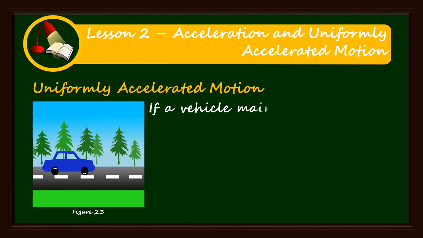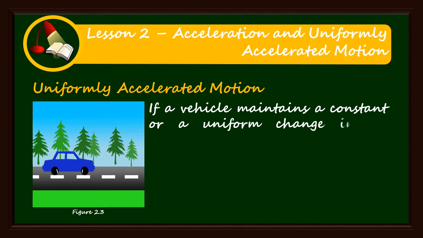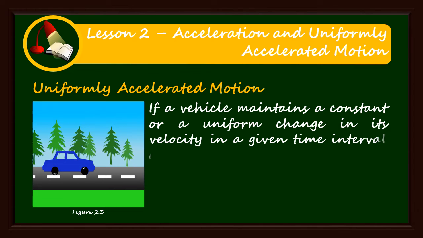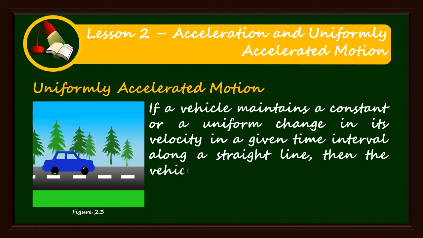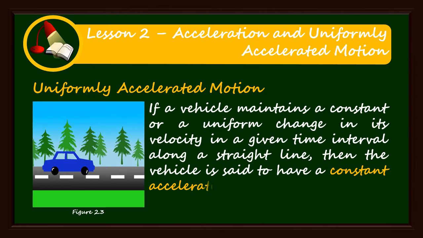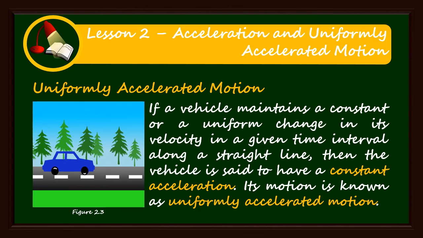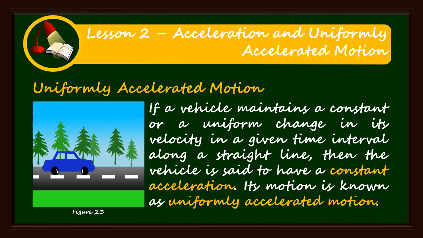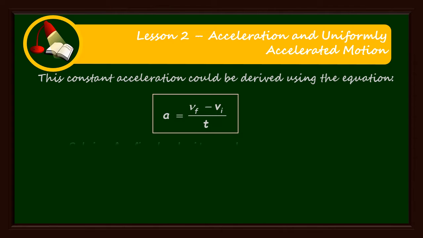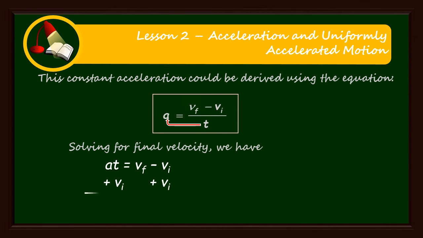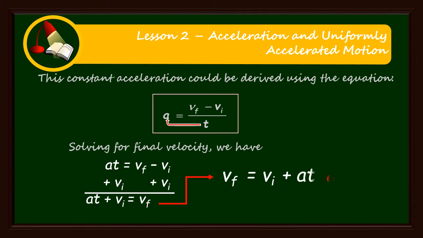If a vehicle maintains a constant or a uniform change in its velocity, in a given time interval along a straight line, then the vehicle is said to have a constant acceleration. Its motion is known as uniformly accelerated motion. This constant acceleration could be derived using the equation. Solving for the final velocity, we have the first kinematic equation.